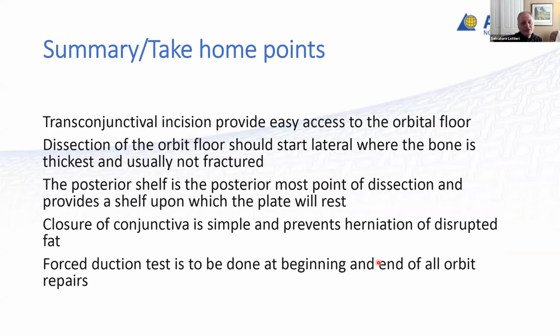So the take-home points for this would be that the transconjunctival incision is an easy access to an isolated orbital floor. The dissection of the orbital floor should start laterally where the bone is thickest and usually not fractured. The posterior shelf is actually the posterior-most point of the dissection. You don't want to go any further. And it's a shelf that you need to rest the plate.